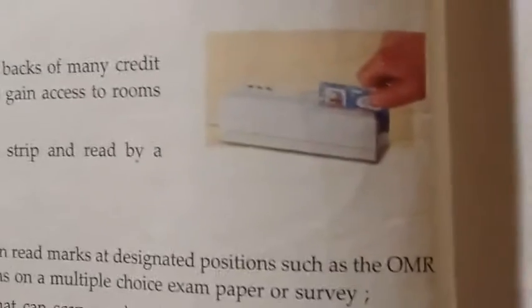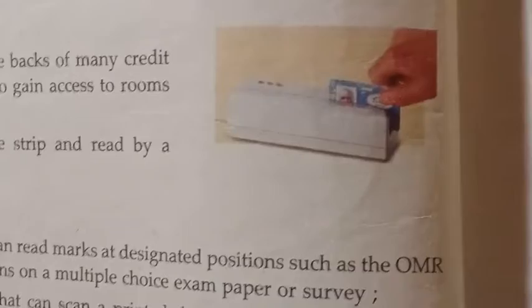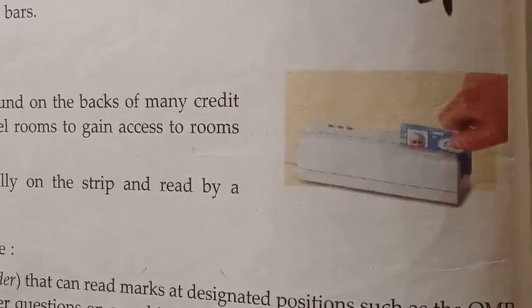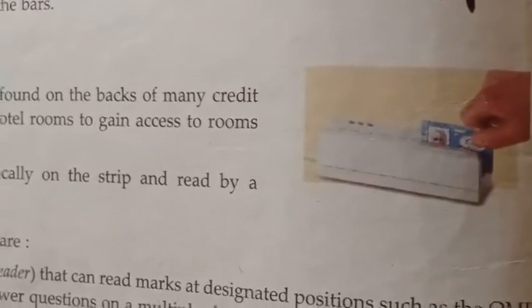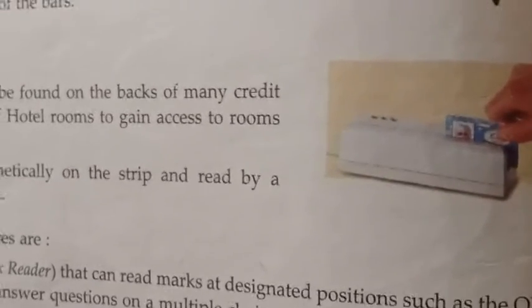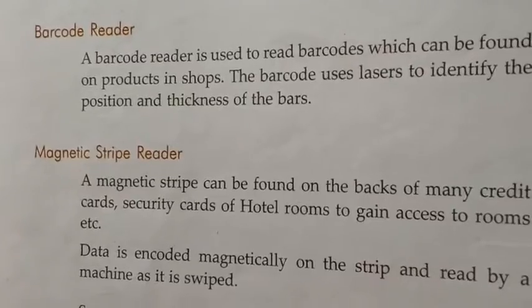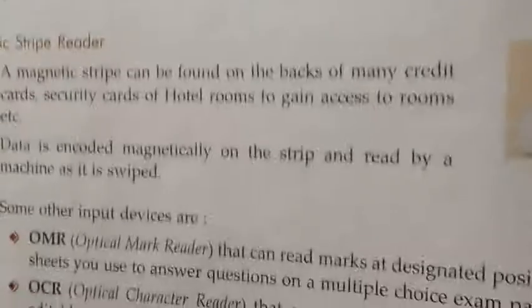There is one machine like this. You just swipe the card here, then all the data can be read from that magnetic strip. The strip contains personal information, the account number, the bank name, and so on. This is the use of a magnetic strip reader. It is also an example of an input device.